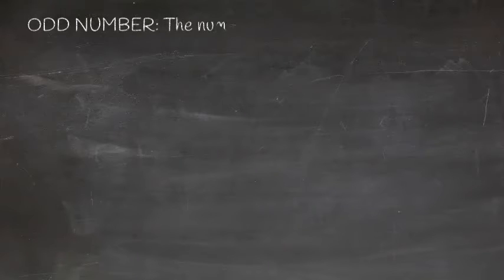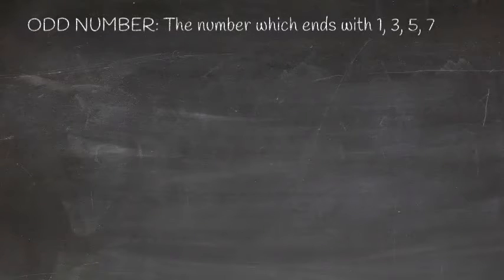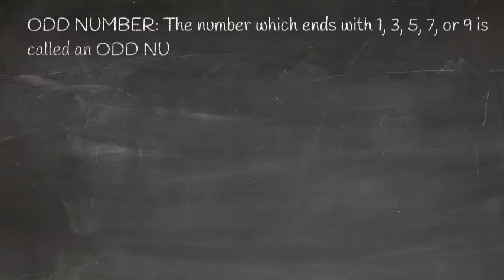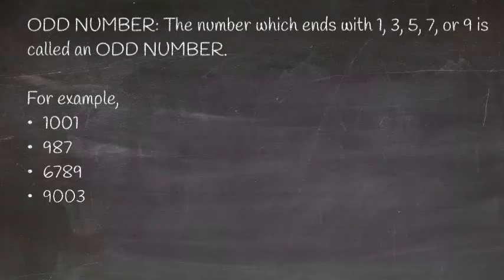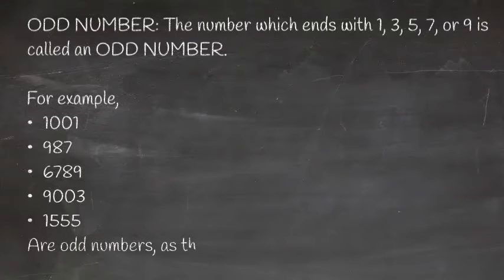Odd number. A number which ends with 1, 3, 5, 7 or 9 is called an odd number. For example, 1001 ends with 1, so it is an odd number. 987 ends with 7, so it is an odd number. 6789 ends with 9, so it is an odd number. 9003 ends with 3, so it is an odd number. 1555 ends with 5, so it is an odd number.